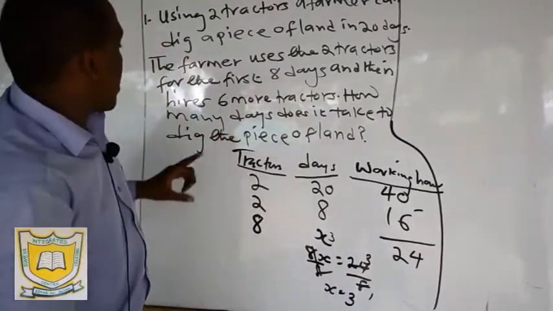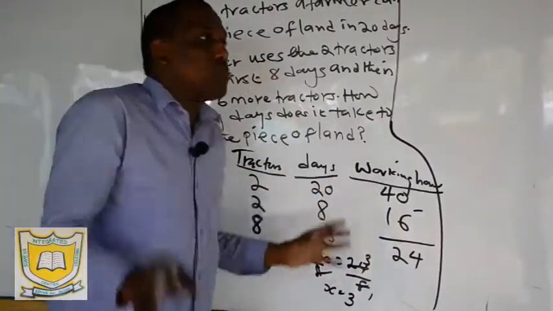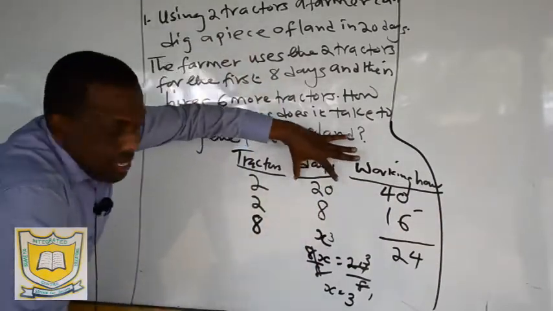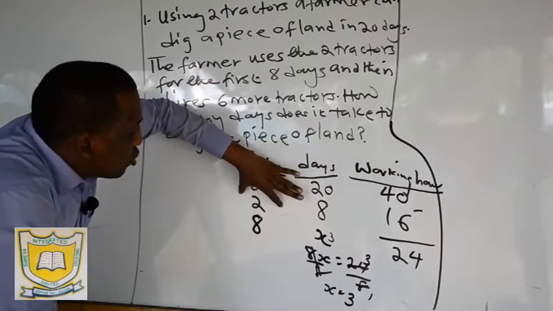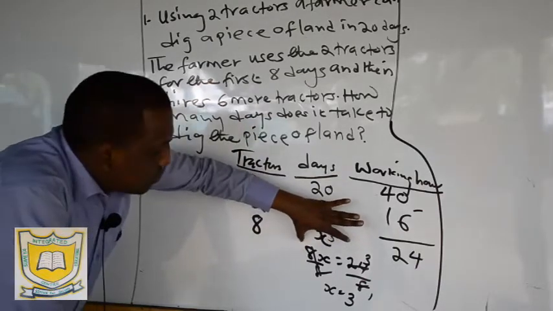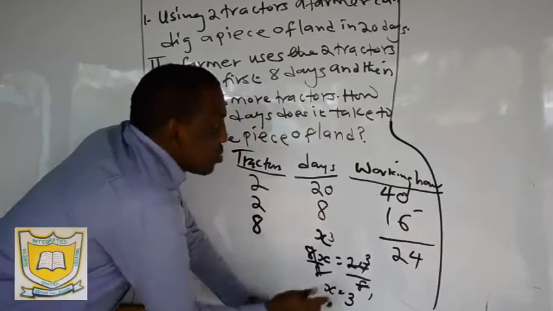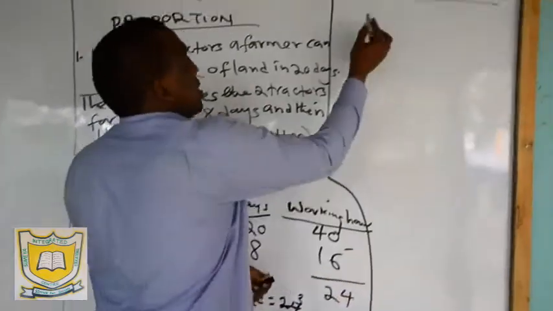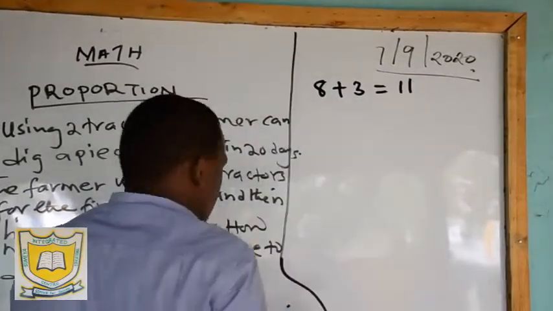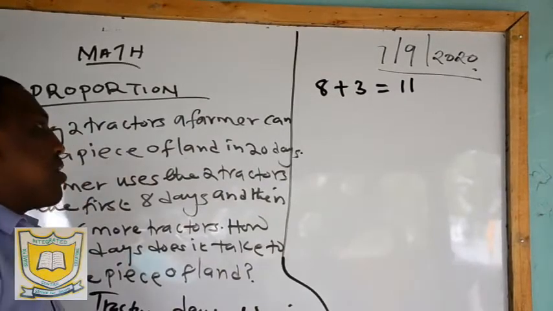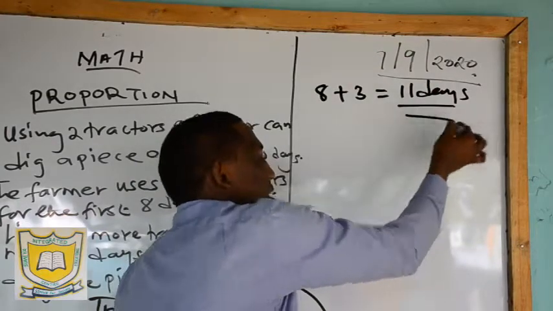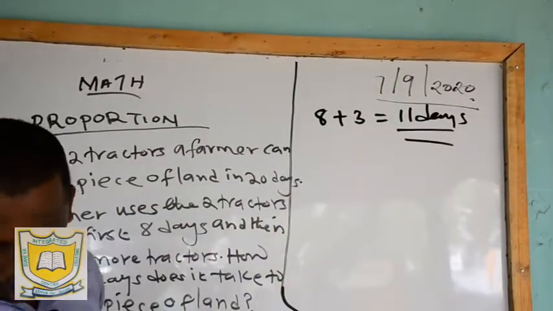But now the question is asking, how many days does it take to dig the piece of land? Total number of days. When he used the 2 tractors, he used 8 days. When he used the 6 more tractors, he used 3 days. So we add the two: 8 plus 3 is equal to 11. So the number of days required to dig the piece of land is 11 days. That is how we solve it.